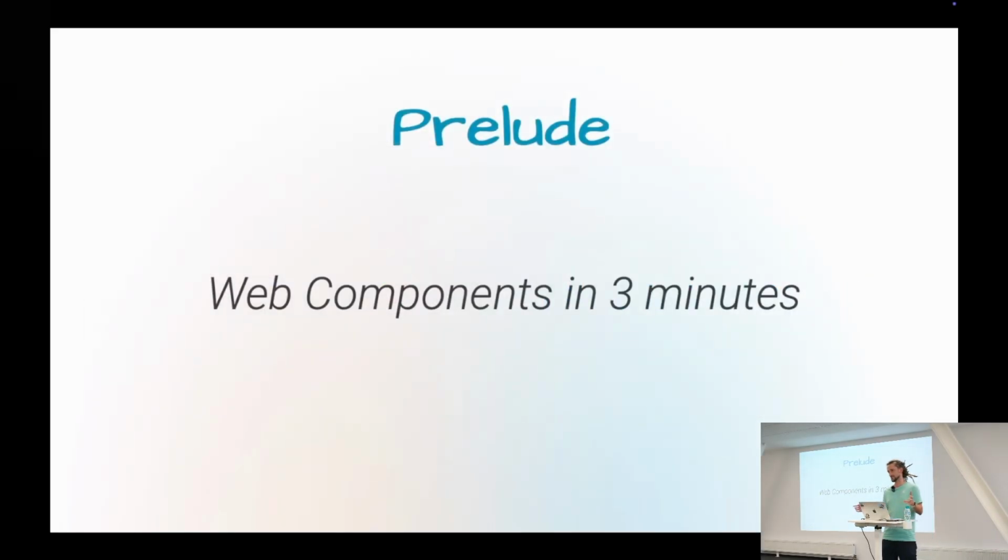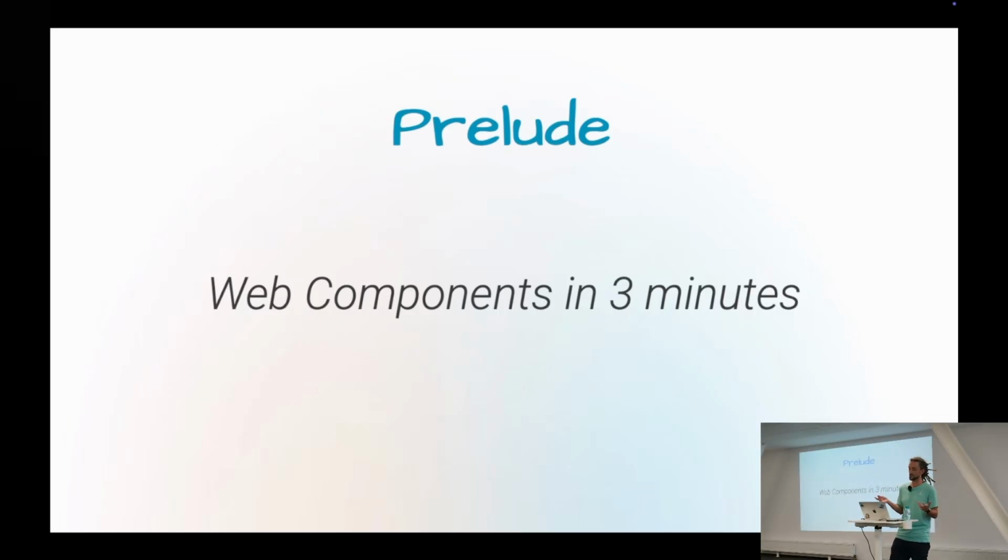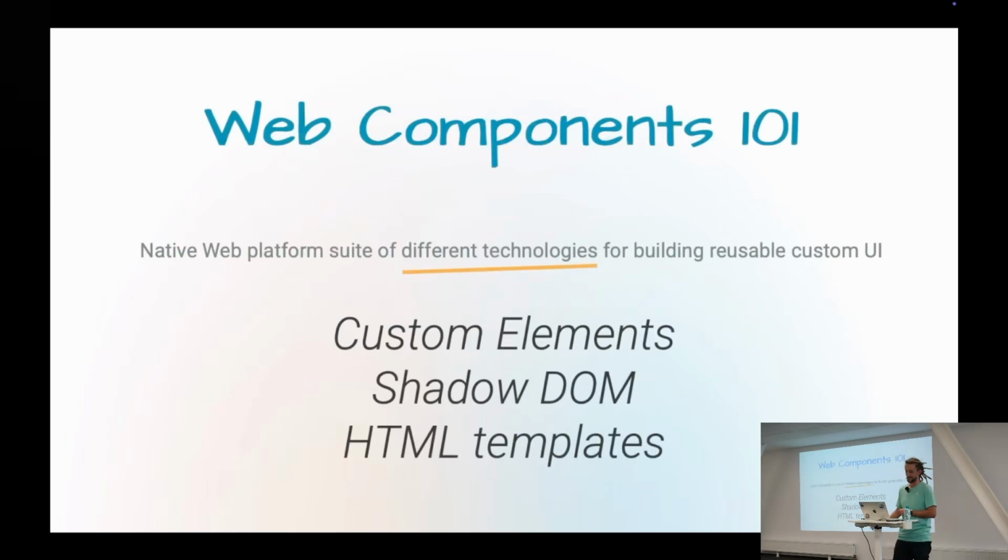Okay, so before we can start talking about web components, we need to quickly understand what web components are. So let's try this in 3 minutes, shall we? Web components is a set of native web platform features or different technologies for building reusable custom user interfaces. And there are 3 main parts: custom elements, shadow DOM, and HTML templates.